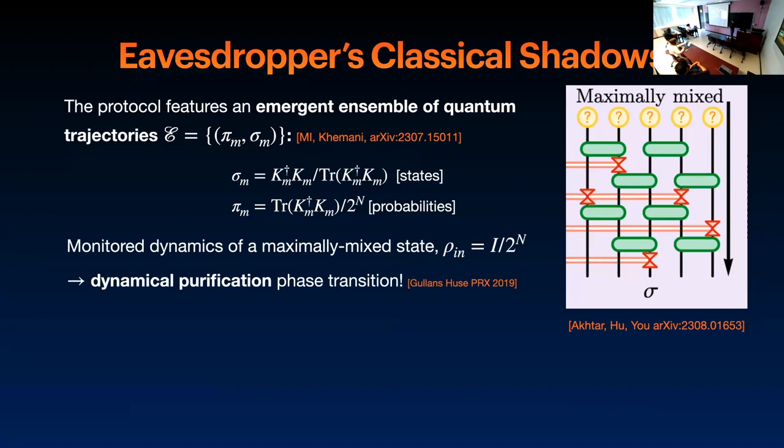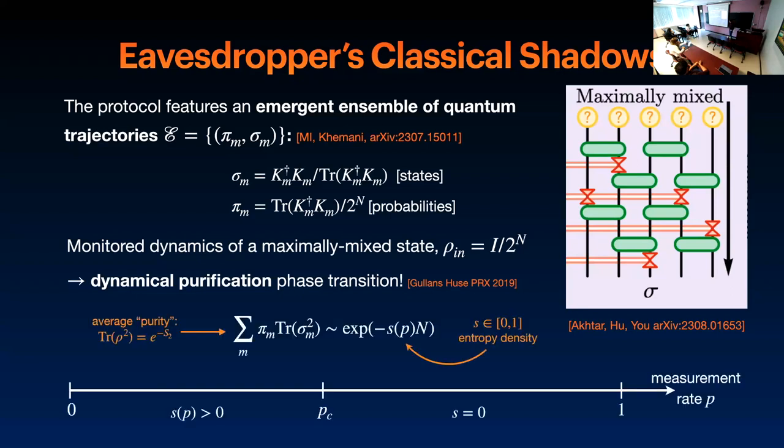And this problem, as we saw at the beginning, can undergo a dynamical purification phase transition where this mixed input state can become pure or mixed depending on the rate of measurements. And we can quantify this by properties of this ensemble. For example, average purity, for those of you who are experts, not so important, but there is an order parameter that comes out of this, which we can think of as an entropy density of this output state. So it's a number between 0 and 1 that tells you how much entropy you have per qubit, for example.